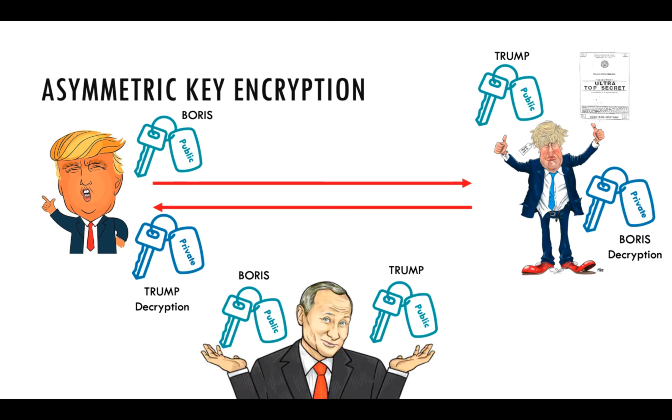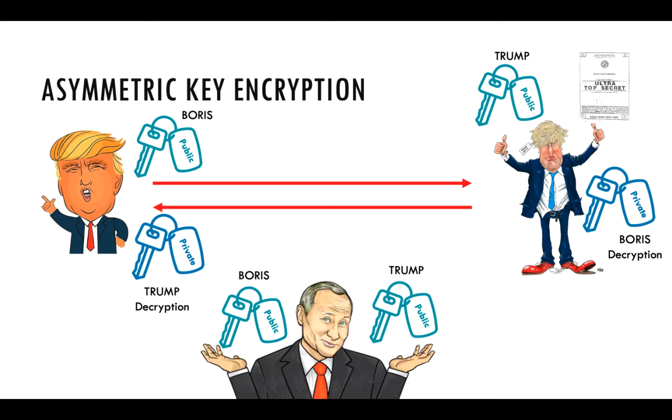And that means Donald Trump and Boris Johnson can have a conversation between themselves and cipher all of their text. And Vladimir Putin would have absolutely no chance of understanding what was said unless he stole the private keys from both Donald Trump and from Boris Johnson. Remember, the important message here is that you do not release your private key.